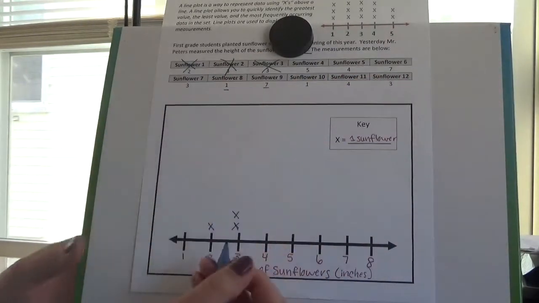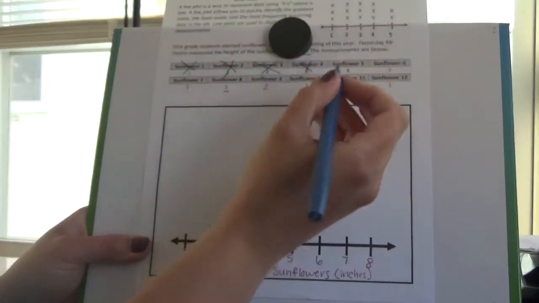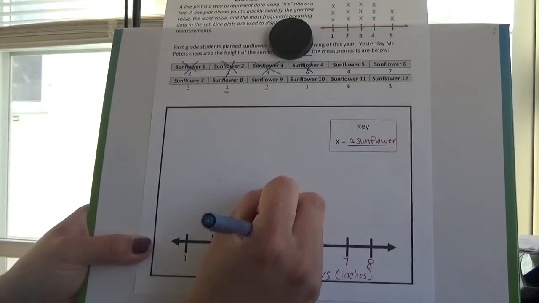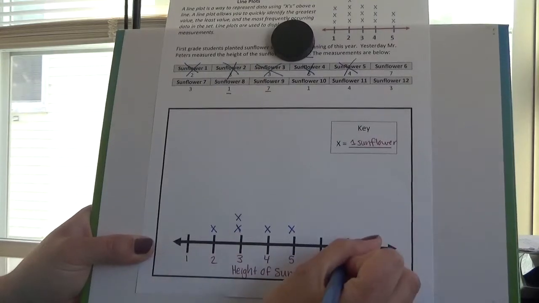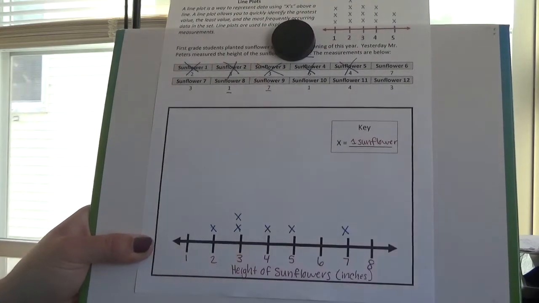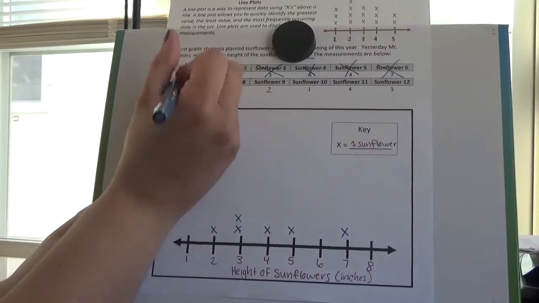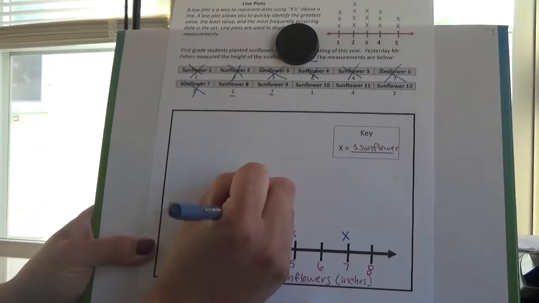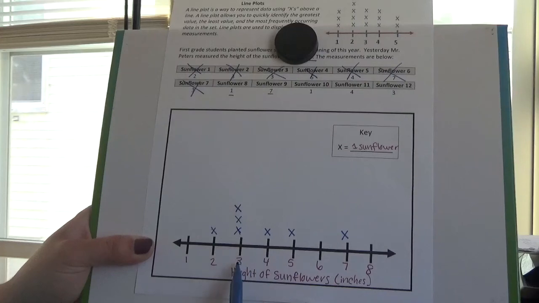Sunflower 4 measures 5 inches, so I'm going to go above 5 and write an X, crossing it off. Sunflower 5 measures 4 inches, find 4 inches, make an X. Sunflower 6 measures 7 inches, right here. Draw an X above 7 to represent that. Sunflower 7 has 3 inches, so I'm going to go back to number 3, and I'm going to write an X right above that. So far, there are 3 sunflowers that have a measurement of 3 inches tall.